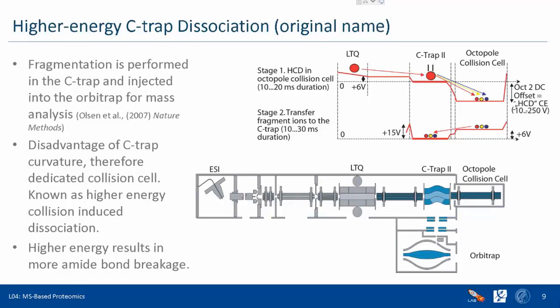This was a paper from Jesper Olsen in 2007. Initially it was called higher energy C-trap dissociation, because what they did was inject the ions not into a dedicated collision cell, but into the C-trap, which is also filled with gas. That's where the name comes from. And now, instead of reading out in the ion trap, you can read these fragments out in the Orbitrap, which can detect the low M/Z range.